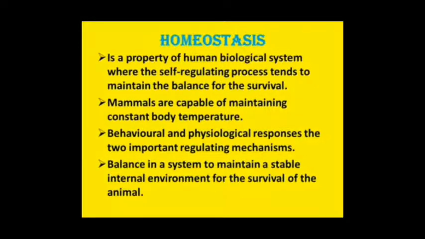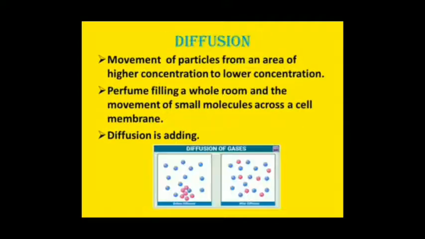Like that, the control of blood sugar level is another example, in which the insulin hormone is secreted whenever the blood glucose level rises, and glucagon hormone is secreted whenever the blood glucose level reduces. Next is diffusion. Diffusion is the movement of particles from the region of higher concentration to the region of lower concentration. Let us study the process of diffusion with an activity.